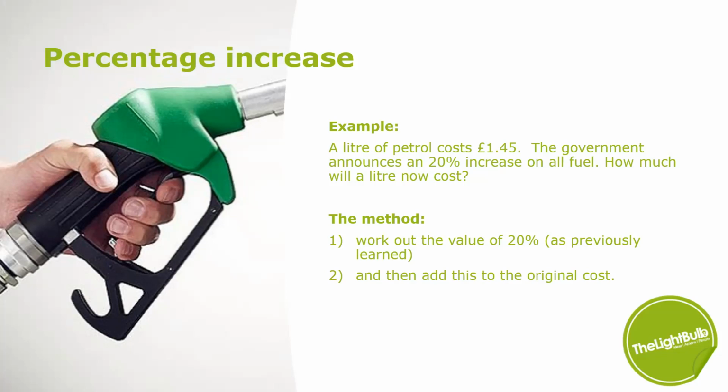Okay, so did you get there? What we do is we get £1.45, we divide that by 100 to find what 1% is, times by 20, because that's what we're looking for, and then that equals 0.29. We then, step 2, go back to the original amount, £1.45, and we add 0.29 onto that, giving us a total of £1.74. So that is the method for working out percentage increase.